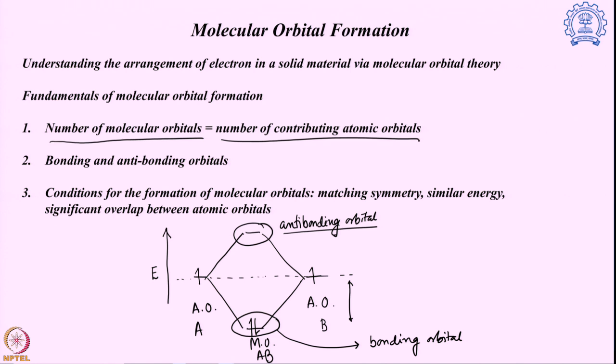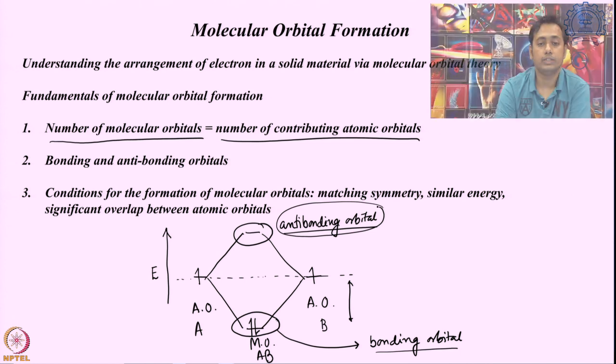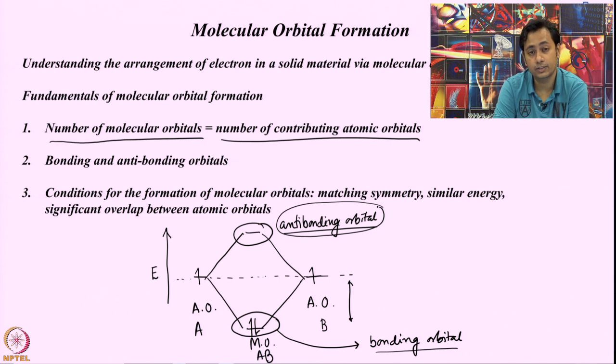And we are always going to produce some molecular orbitals which are lower than the energy of the constituting atomic orbitals, which will be called the bonding orbitals. Some of them will be higher in energy, which will be called the antibonding orbitals. And if, with respect to symmetry, an atomic orbital is unable to contribute in the bonding and remains at the same energy as its atomic orbital, that is known as a non-bonding orbital.